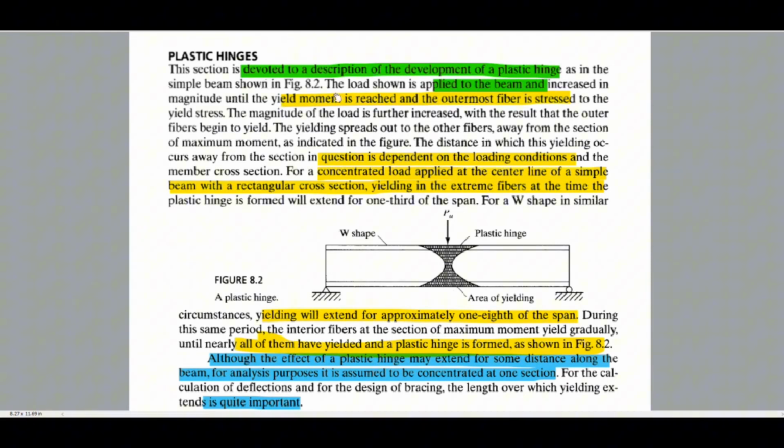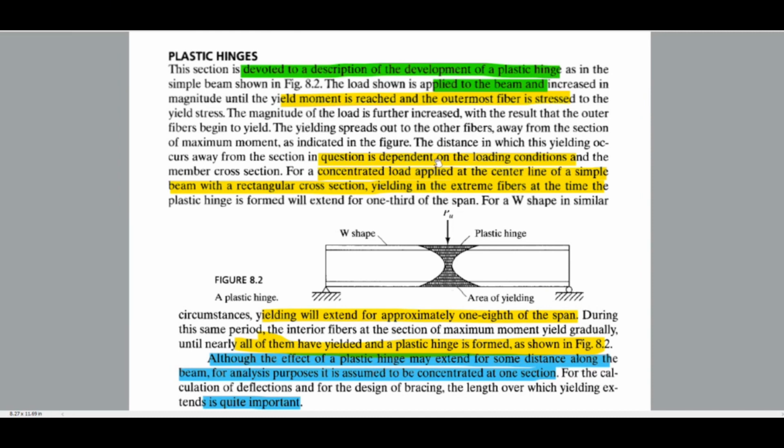Plastic hinges. This section is devoted to a description of the development of plastic hinges. As in the simple beam shown in figure 8.2, the load is applied to the beam and increased in magnitude until the yield moment is reached and the outermost fiber is stressed to the yield stress. The magnitude of the load is further increased, with the result that the outer fibers begin to yield. The yielding spreads to other fibers away from the section of maximum moment, as indicated in this figure.